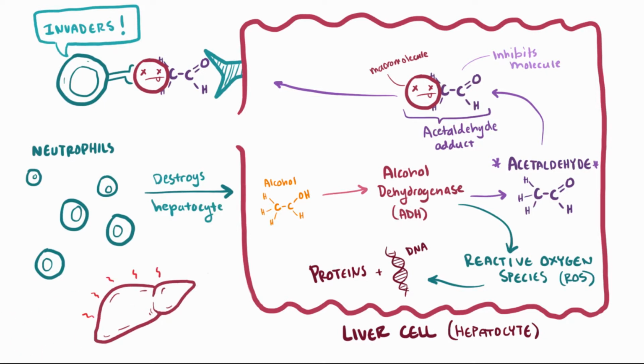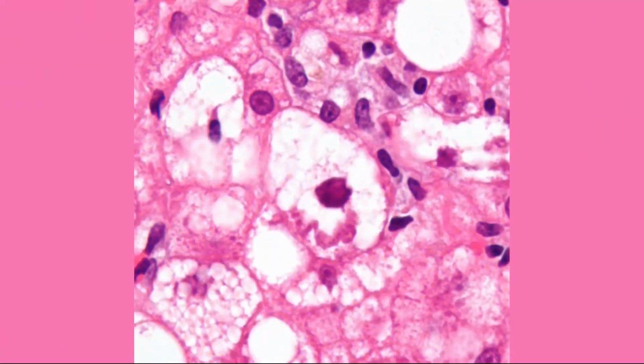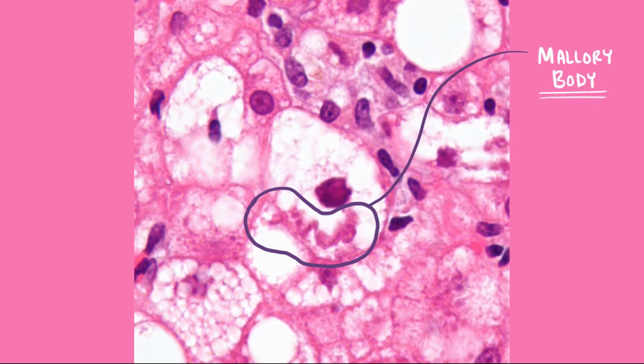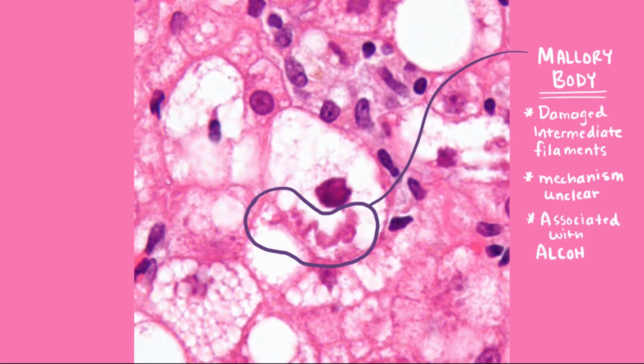As the cells become inflamed and damaged, patients have now developed alcoholic hepatitis, and we start to note a change on histology and notice these bundles of proteins called Mallory bodies. Specifically, these are damaged intermediate filaments and are located in the cytoplasm of hepatocytes. The mechanism that produces these bodies is still unclear, but they're most commonly seen in alcoholic hepatitis.